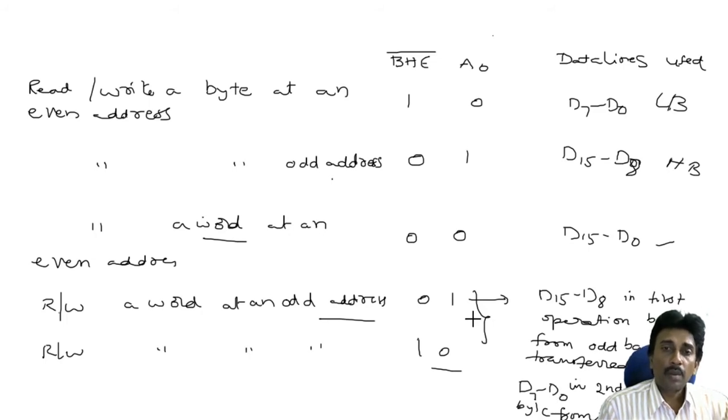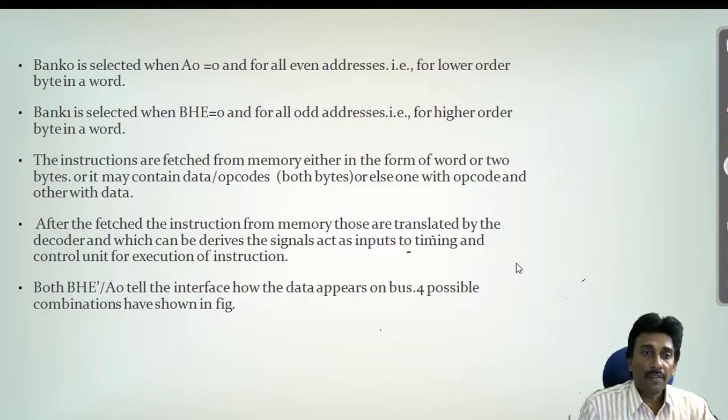So people always tend to use an even address to send the complete word on D0 to D15. By seeing this table, we can easily understand how the data lines will be used for reading and writing operations for even as well as odd addresses. There are different possibilities by selecting the combination of BHE and A0. Simply, bank 0 is selected when A0 equals 0, the lower order byte, and bank 1 is selected when BHE equals 0, for an odd address, where the higher byte will be used in a word.